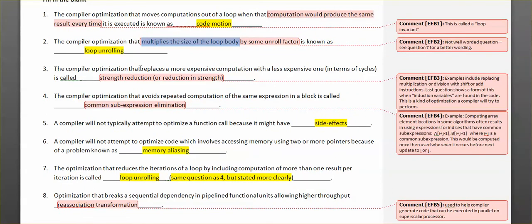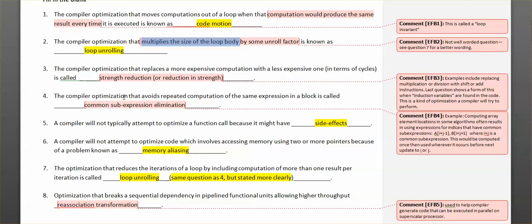Number 3, the compiler optimization that replaces a more expensive computation with a less expensive one in terms of cycles is called strength reduction, or reduction in strength. I'm not sure that we covered that in section 101 at 8:30, but that's a common form of compiler optimization where we're essentially trying to replace more expensive operations with less expensive ones. I give an example over here, for example, replacing multiplication with a shift left in this case, or division with a shift right if you can divide by a power of 2. And sometimes you can convert a multiplication to an addition, and I'll show an example of that in the last problem. That's called strength reduction.